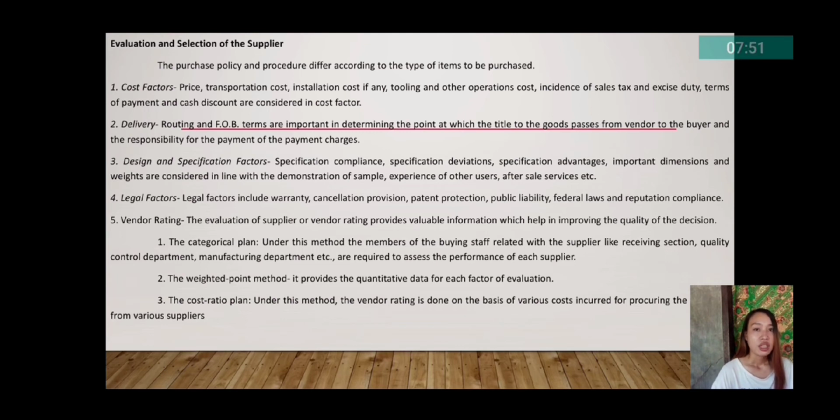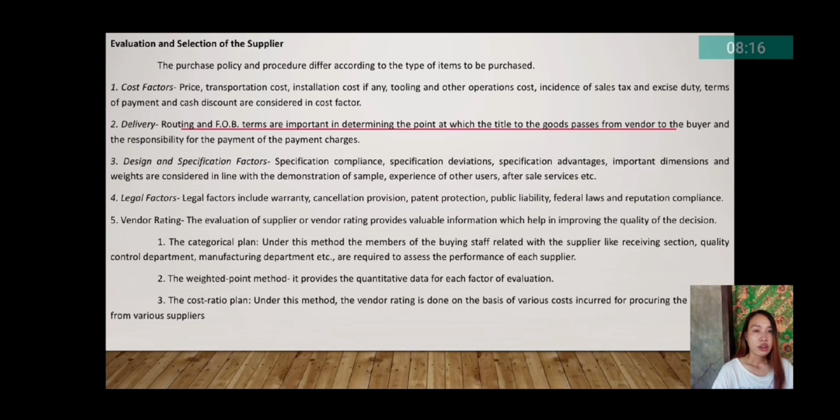Vendor's rating. Evaluation of the supply: the vendor rating provides valuable information which helps improve the quality decision. So, the vendor rating of the supply from the vendor provides good information that can help make good quality decisions. Then, categorical plan.